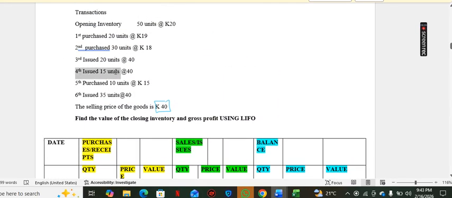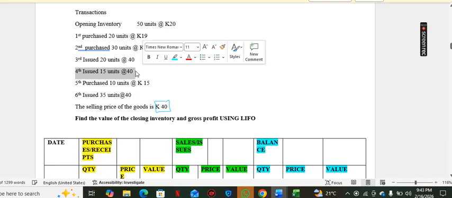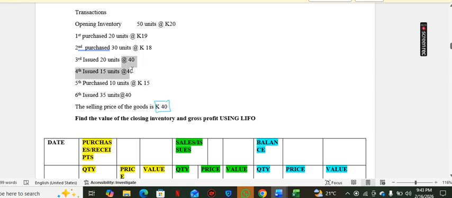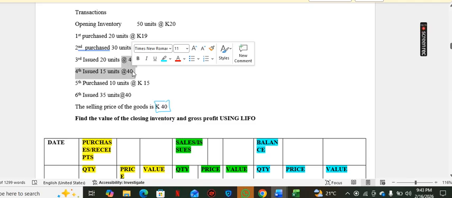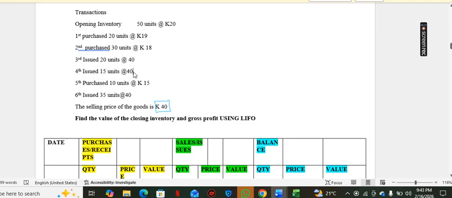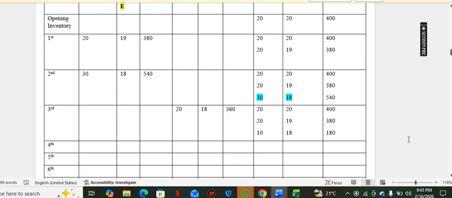Issued 50 units at 40. So we know we're going to value them at cost. These amounts are only going to come into play when we're tabulating the gross profit. When tabulating gross profit, we're going to use these 40. So we issued 15 units.